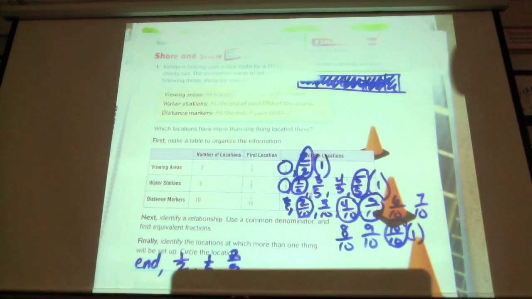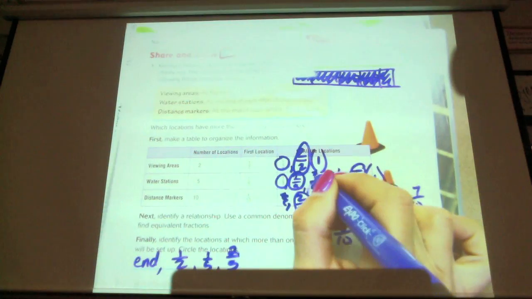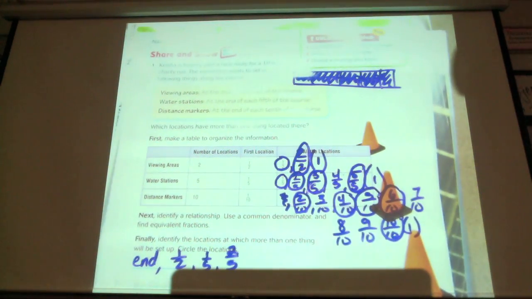What about 3/5? Are there any equivalent fractions to 3/5? Jaden? 6/10. The 6/10 is equivalent to 3/5. What about 4/5? Are any of those fractions equivalent to 4/5?